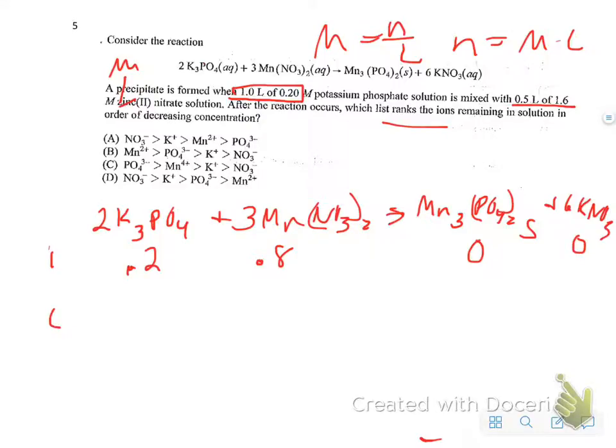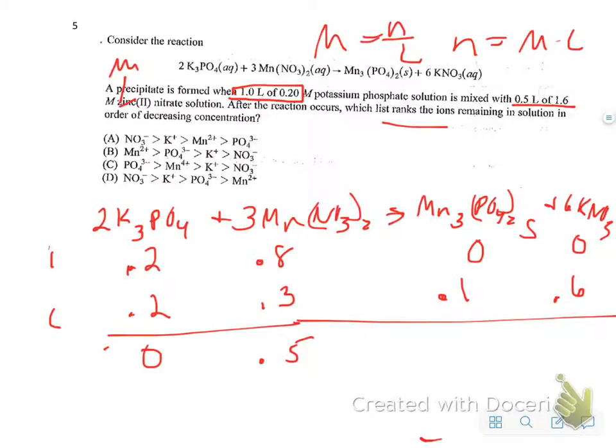So if I'm just thinking about what's limiting, if I have 0.2 moles of this, then I'm going to need 0.3 moles of this, but I have way more than that, so this is going to be in excess. So I'm going to use all of this, okay? So if I use 0.2 of this, I'm going to need 0.3 of this, so none of this will be left, and I'll have 0.5 of this left. Now, if I'm using 0.2 of this and 0.3 of this, I'm going to make 0.1 of this, and I'm going to make 0.6 of this.